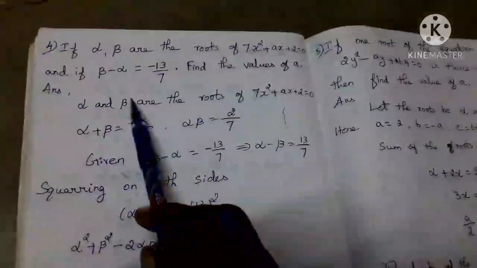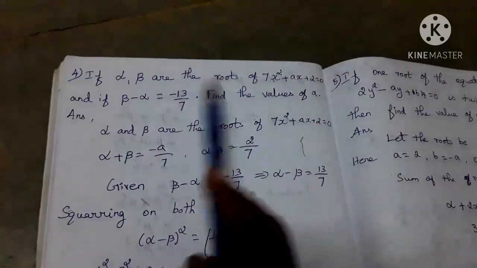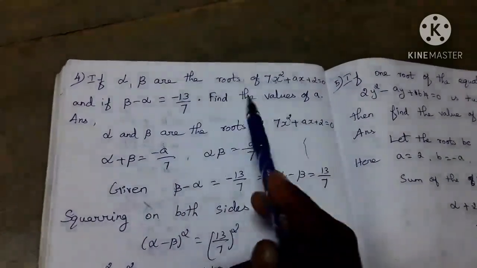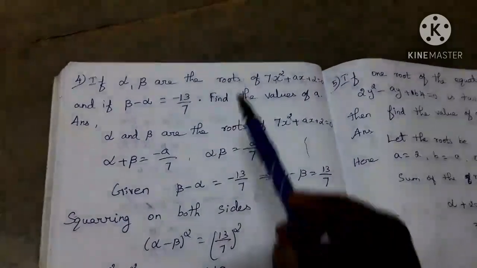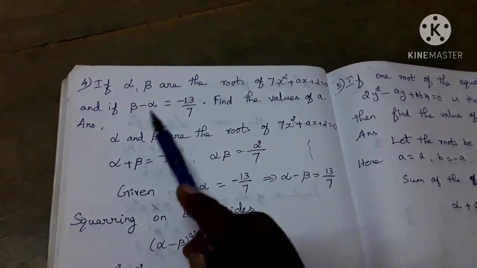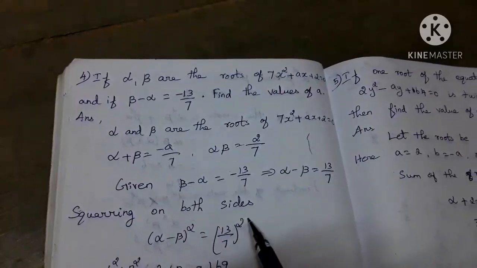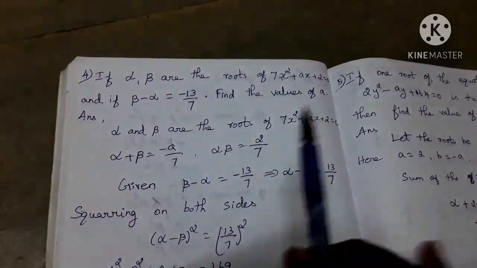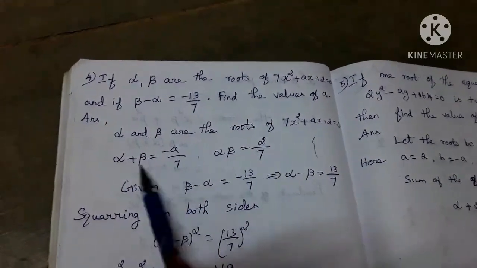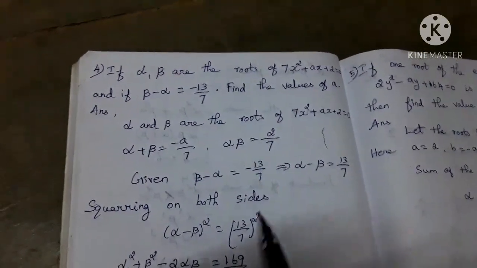Next, if alpha, beta are the roots of 7x squared plus ax plus 2 is equal to 0, if beta minus alpha is equal to minus 13 by 7, find the values of a. So alpha, beta are the roots of the equation. Next, they gave the value beta minus alpha is equal to minus 13 by 7. We have to find the values of a. So they gave this as the roots, alpha, beta only roots. So sum of the roots is minus a by 7. Product of the roots is 2 by 7.